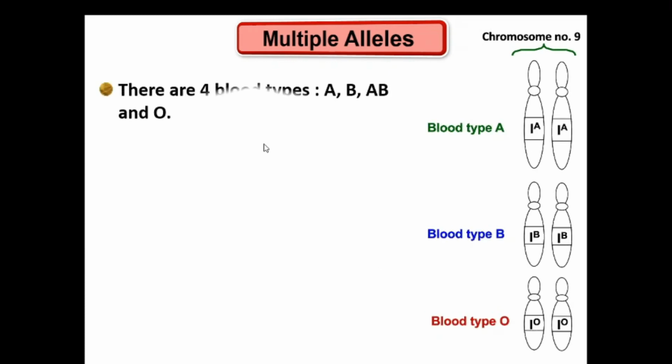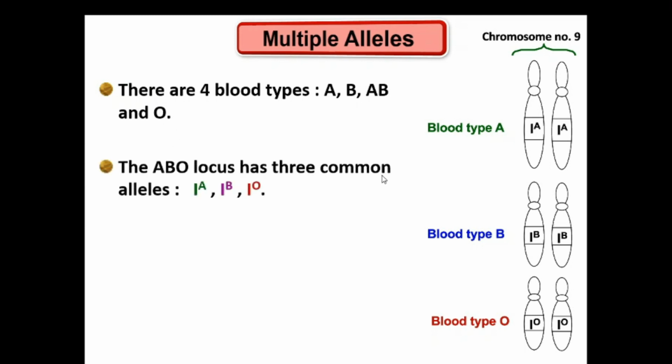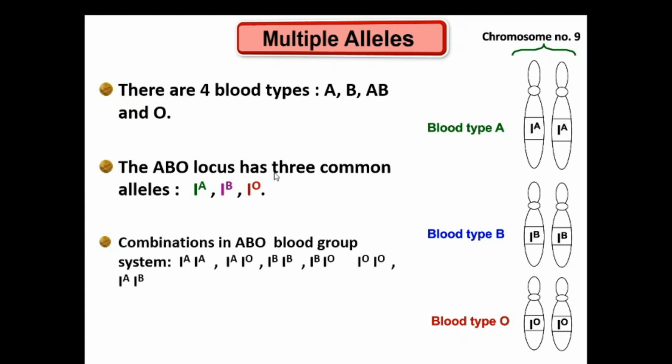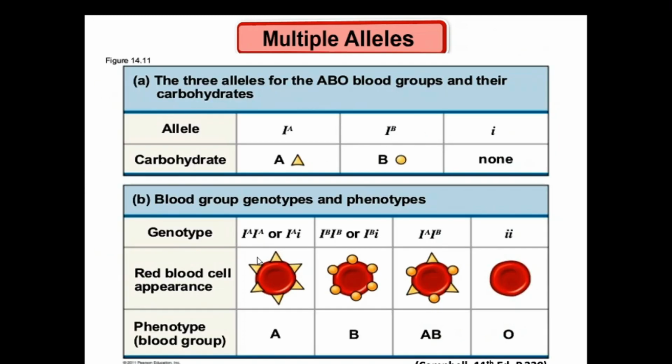Okay, so there are 4 blood types for the ABO system here. We have blood type A, blood type B, blood type AB, and also blood type O. The ABO locus has 3 common alleles. Either they will have IA, IB, or IO. IO can also be written as small i. So the small i is also representing the IO here.